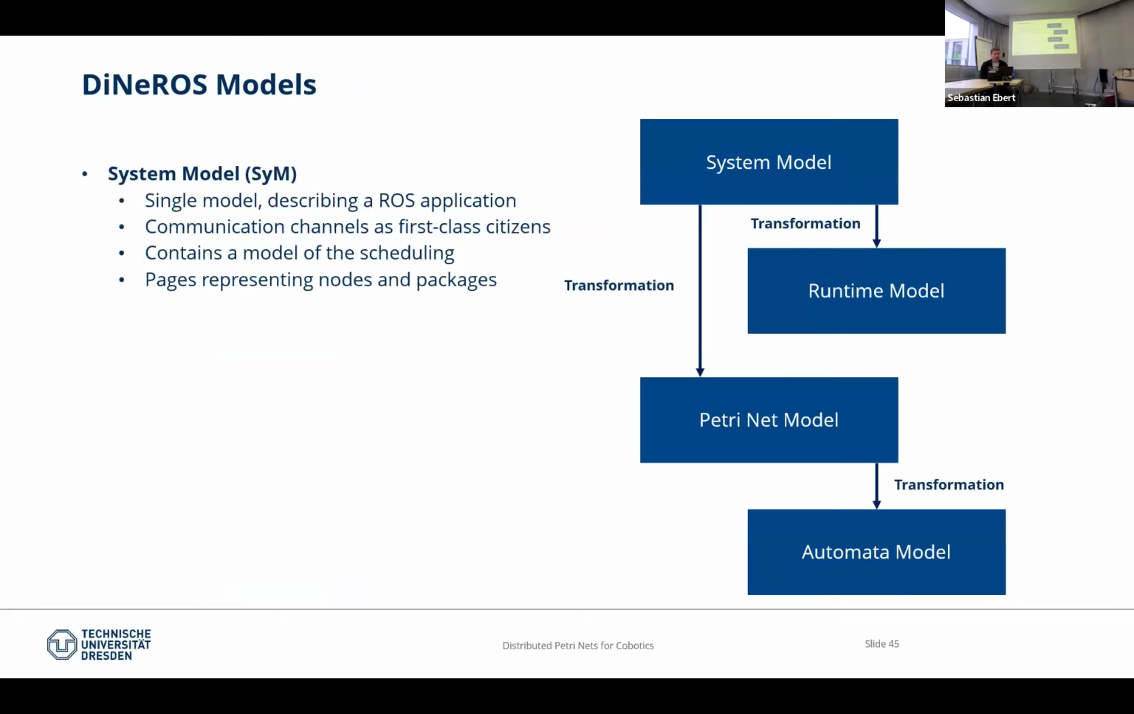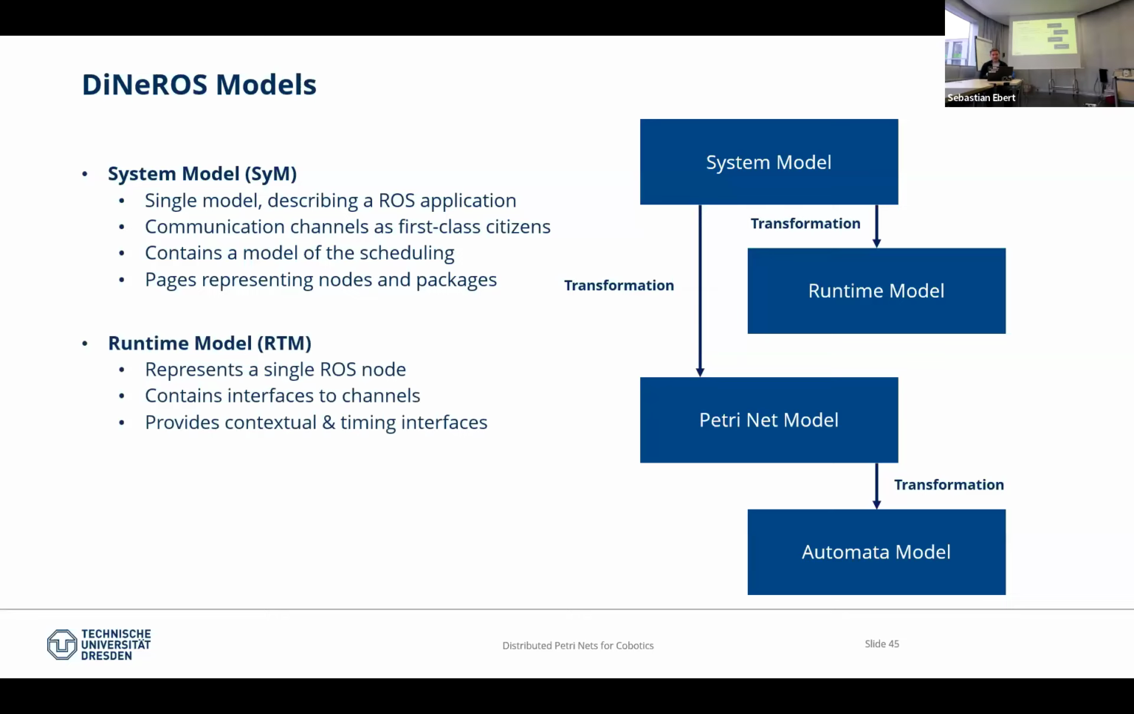In the tool itself, we use this formalism on multiple levels. The top level is the model that we see here. The user basically specifies the system; we will look at an example later. It contains our communication channels. It contains the scheduling definitions, so what type of scheduler we use, etc. And also pages representing our packages, nodes, and much more. The runtime model is basically a cut-down version of it, so one node for one ROS node in the end. We cut out the channels and just keep the interfaces to them, because we use the real channels, of course, in the implementation.